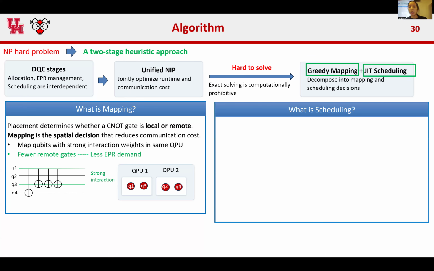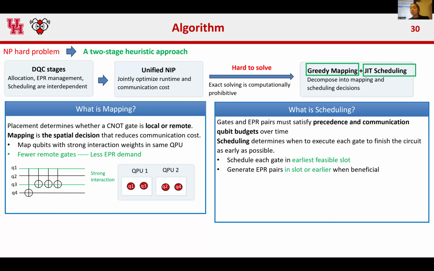Next question: what is JIT scheduling, just-in-time scheduling? Gates and EPR pairs must satisfy the precedence and communication qubit budgets over time, and scheduling determines when to execute each gate to finish the circuit as early as possible. So we will schedule each gate in the earliest feasible slot and generate the EPR pairs in that slot or earlier when beneficial.